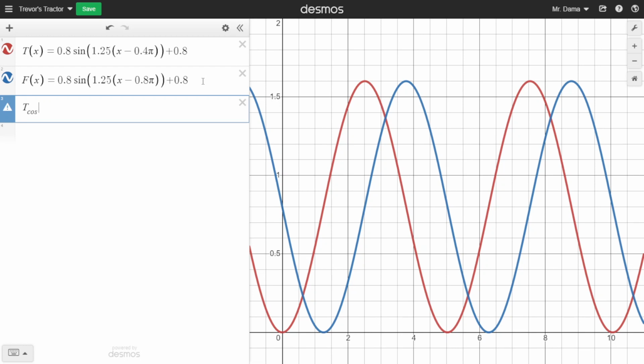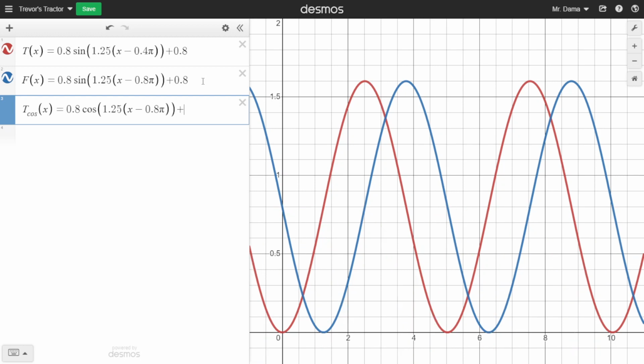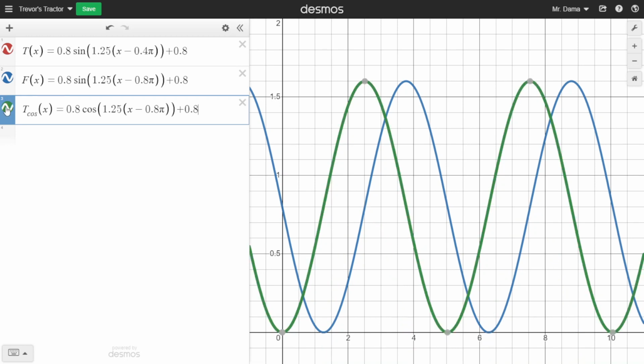It is going to be 0.8 cosine, and on my document I had the first one was this: 1.125 is still going to be there, and then it's x minus 0.8 pi plus 0.8. And notice this covers that red line, meaning the model is correct.